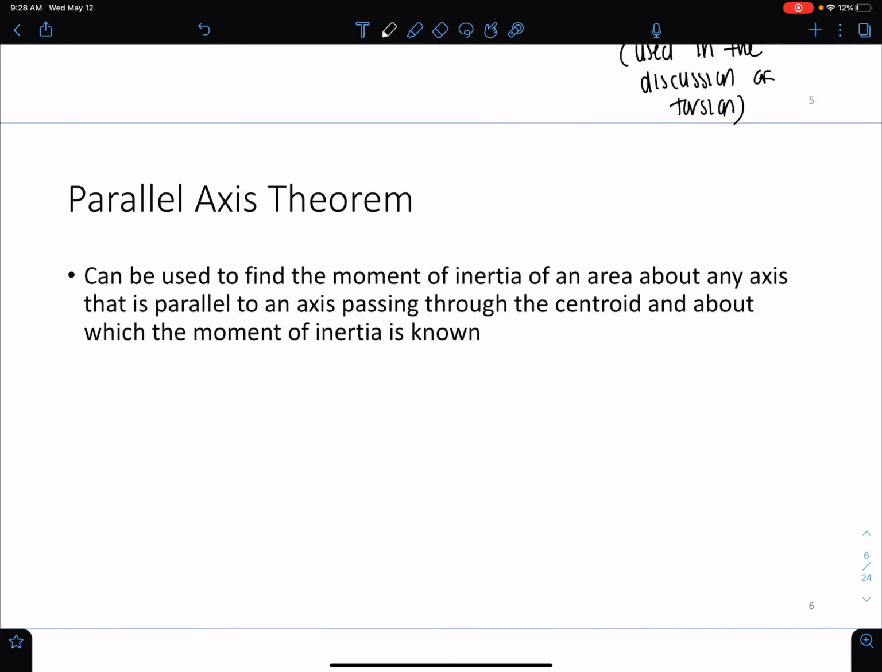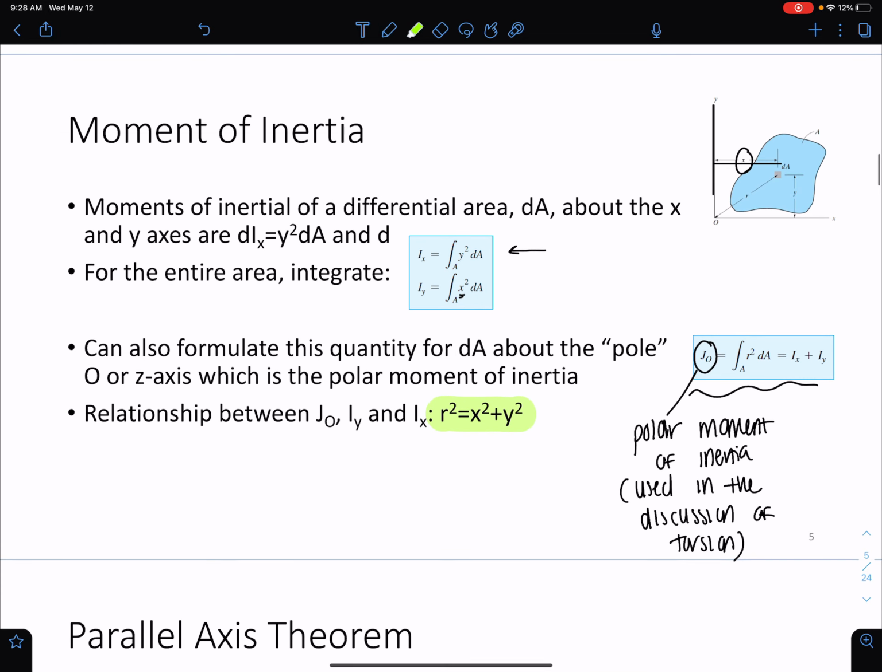All right, so one of the most important theorems that we'll use in this class and your future classes is called the parallel axis theorem. This theorem allows us to find the moment of inertia about any axis. So if you recall in this last slide, we're finding moments of inertia about the x and the y axis specifically. But what if we need the moment of inertia about a different axis that is not this x or this y, just some other axis?